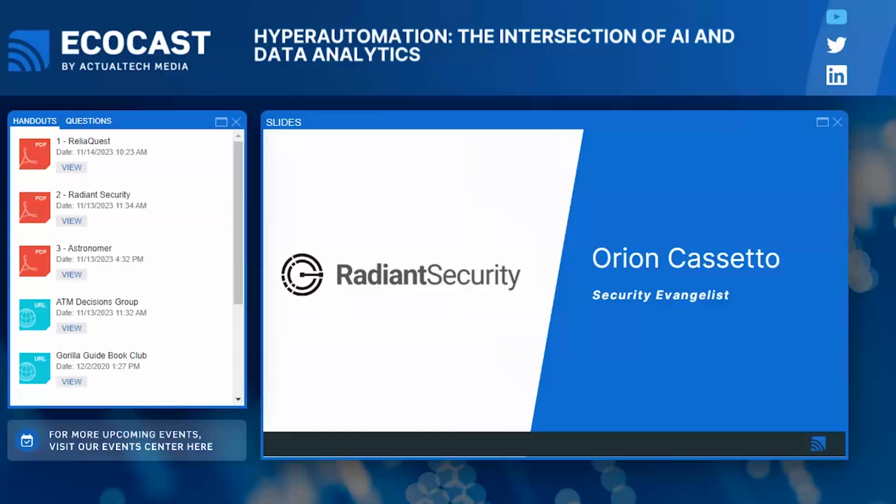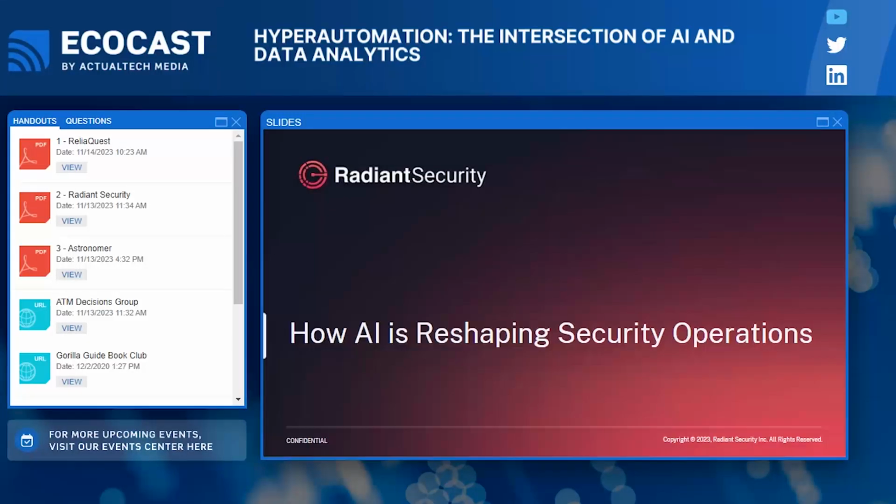So, hopefully you can see my screen. Today we'll be talking about how AI is reshaping security operations. It's going to have a lot of overlap with some of the concepts in the previous talk, but we're going to expand on some of them.